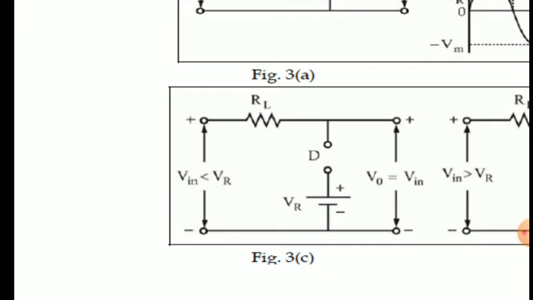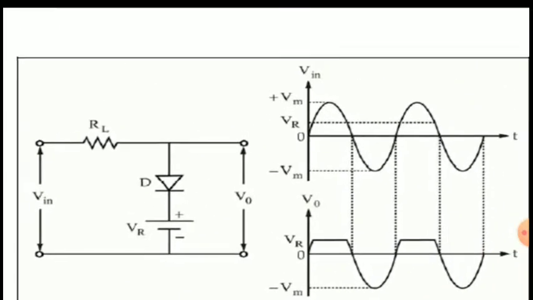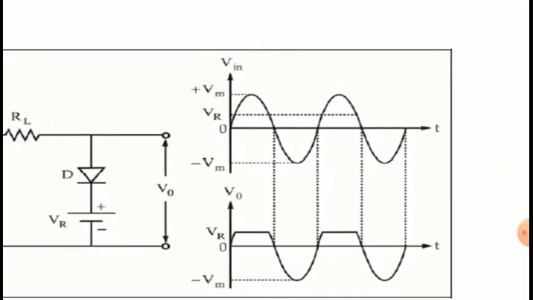So whatever we are taking the output across the terminals is equal to the V input, because there is no closed circuit, there is no flow of current, there is no drop in the RL. So whatever the input we are applying here, same will be available across the V output. So for V input less than VR, now draw the waveform. For V input less than VR, up to VR, the output will be the same as the input.